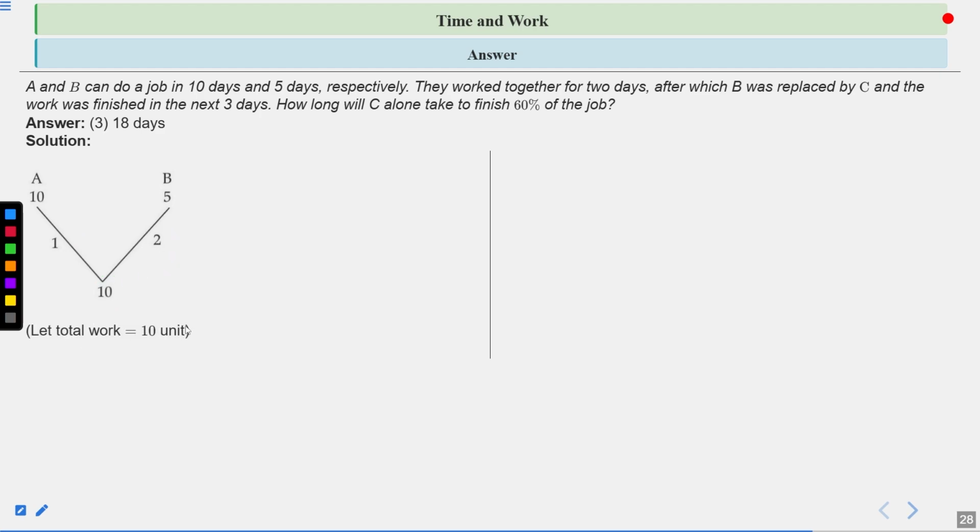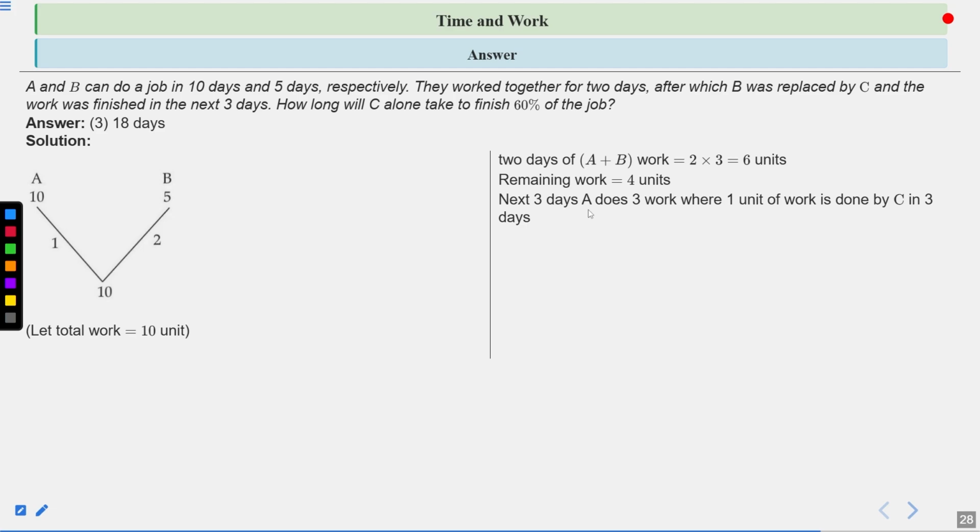Now we take the total work as 10 units, so we can calculate they work together for 2 days. The combined efficiency of A and B becomes 1 plus 2, which is 3 units, and 3 into 2 becomes 6 units. So 6 units of work will be completed in 2 days. The remaining work: total work is 10 units, 6 units of work is completed in 2 days, so the remaining work is 4 units.